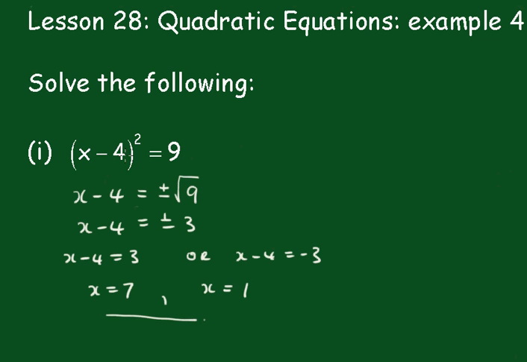Okay, and we can see that. Put the 7 in there. 7 minus 4 is 3. 3 squared is 9. Put the 1 in there. 1 minus 4 is negative 3. And when you square that, you also get 9.